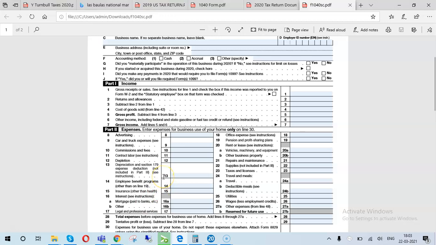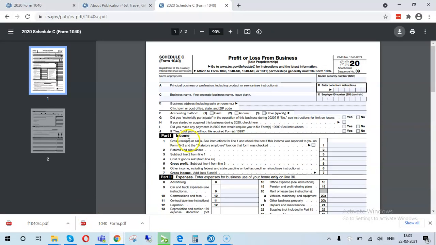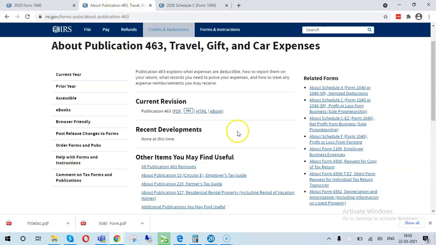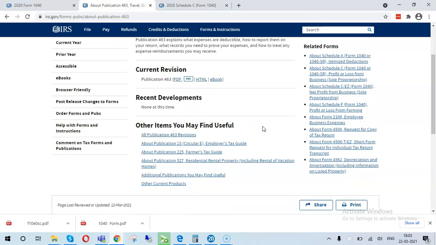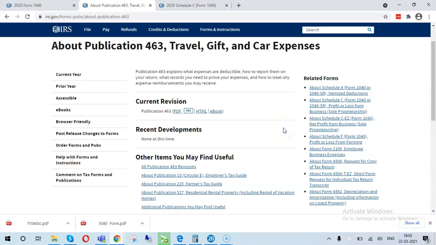Now coming to line number 9, car and truck expenses. Most small business owners use their trucks in their business. So the IRS has given us Publication 463 for travel, gift and car expenses, and you can go and read all the details in Publication 463 for car expenses here.